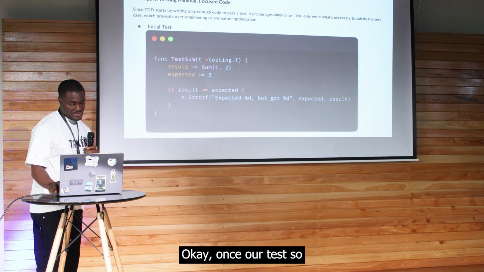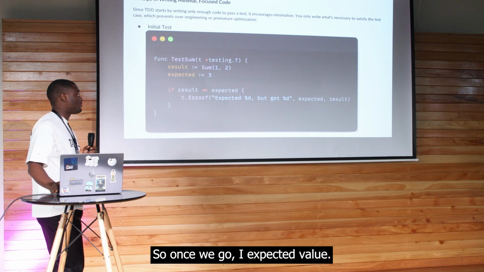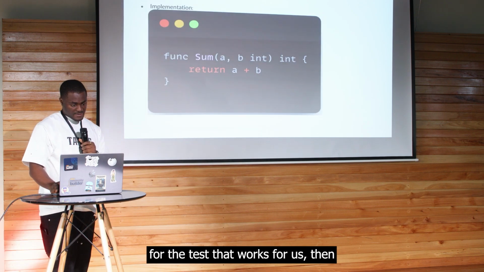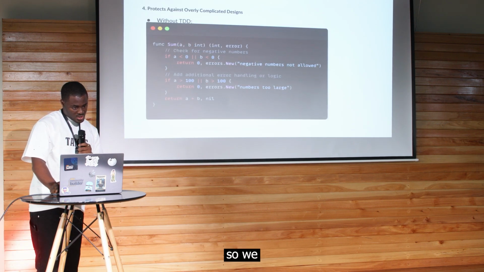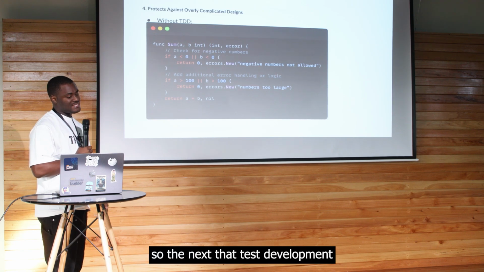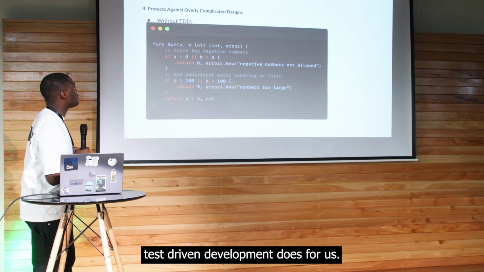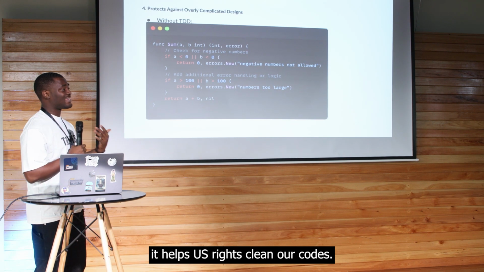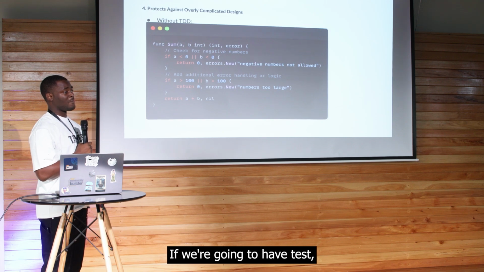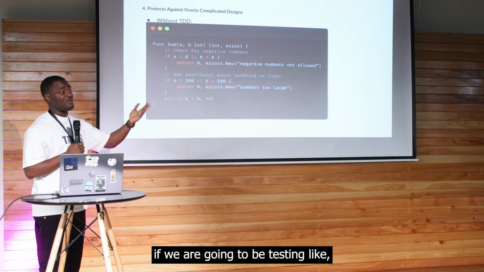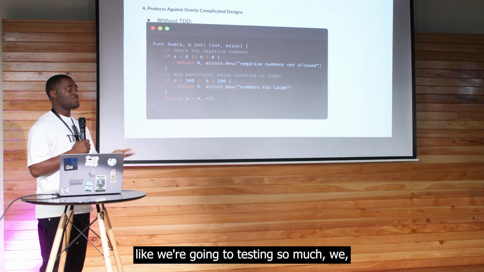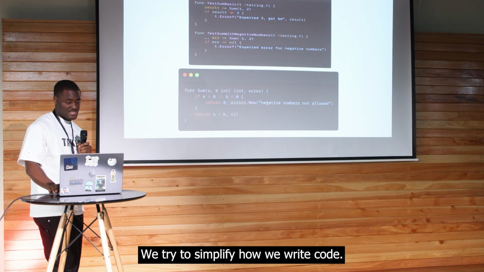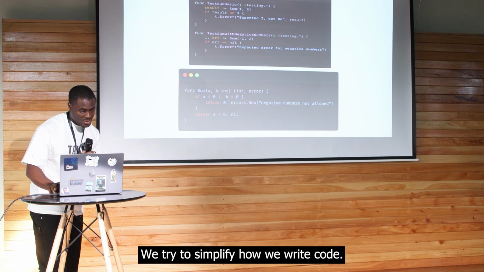Once we get our expected value for the test, that works for us. The next thing test-driven development does for us is protect us against complicated designs. For example, it helps us write cleaner code. If we're testing so much, what we try to do is simplify how we write the code.